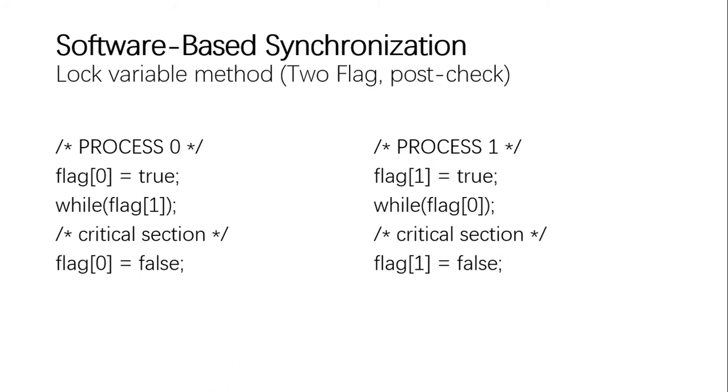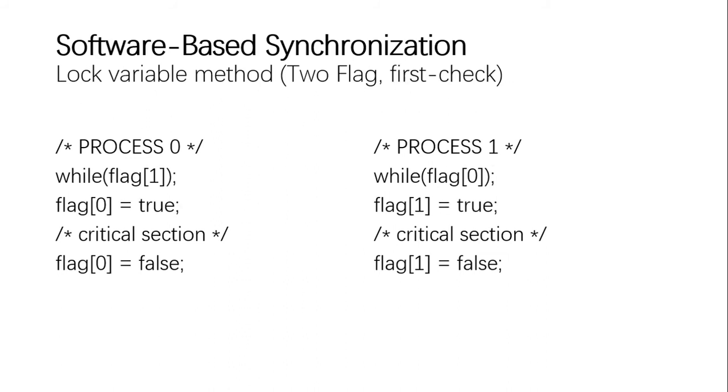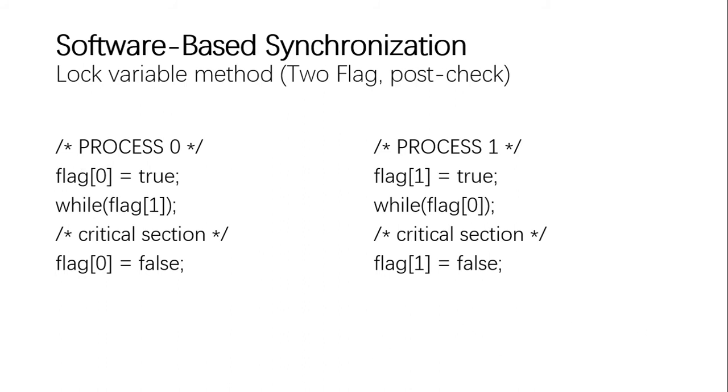About the post check, it will set their own flag to true first, then check the flag. The problem of the first check is that it might make both of these processes, 0 and 1, enter the critical section at the same time, and it will make the mutex fail. But the post check will not happen like this. It can make sure the mutex is successful, but might cause a deadlock.